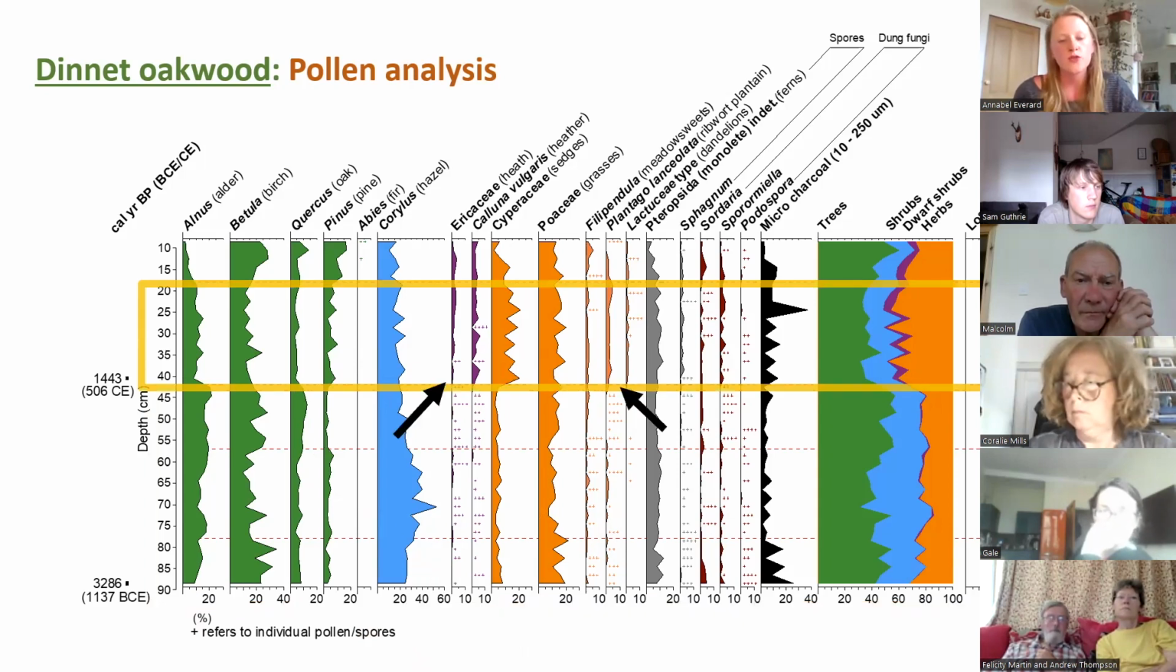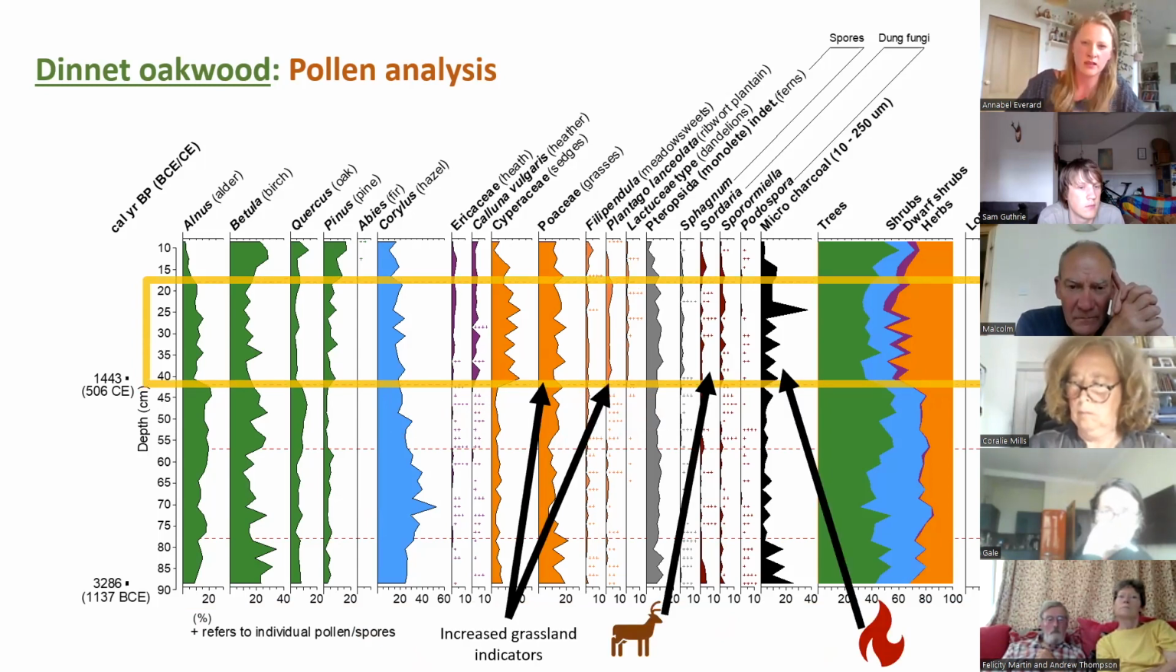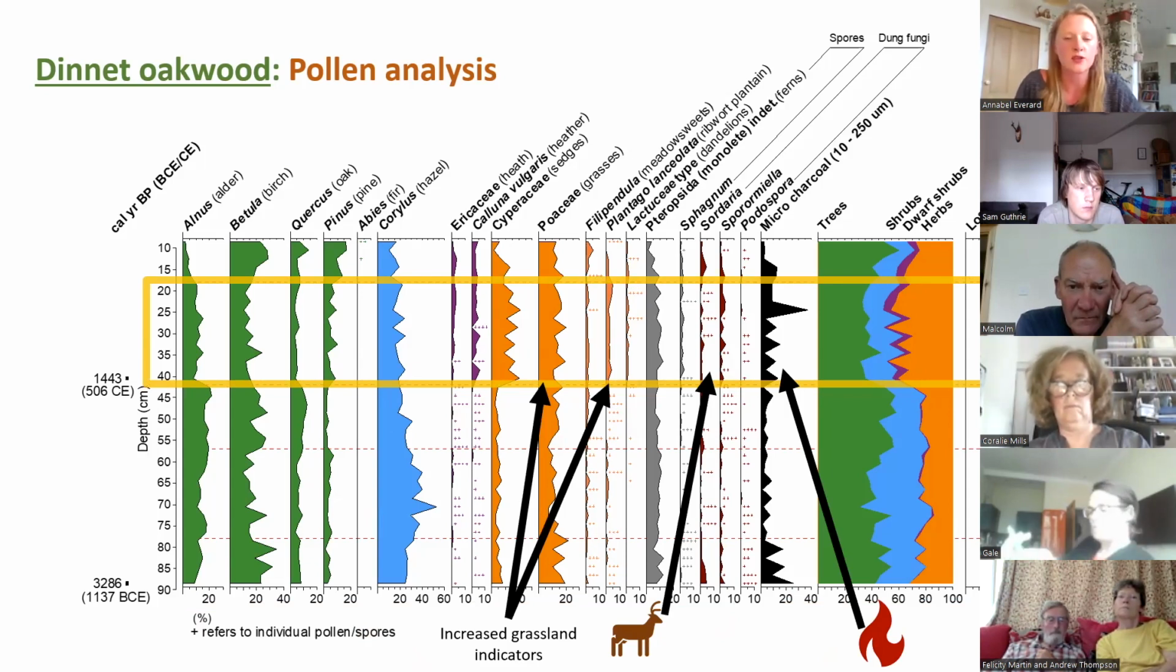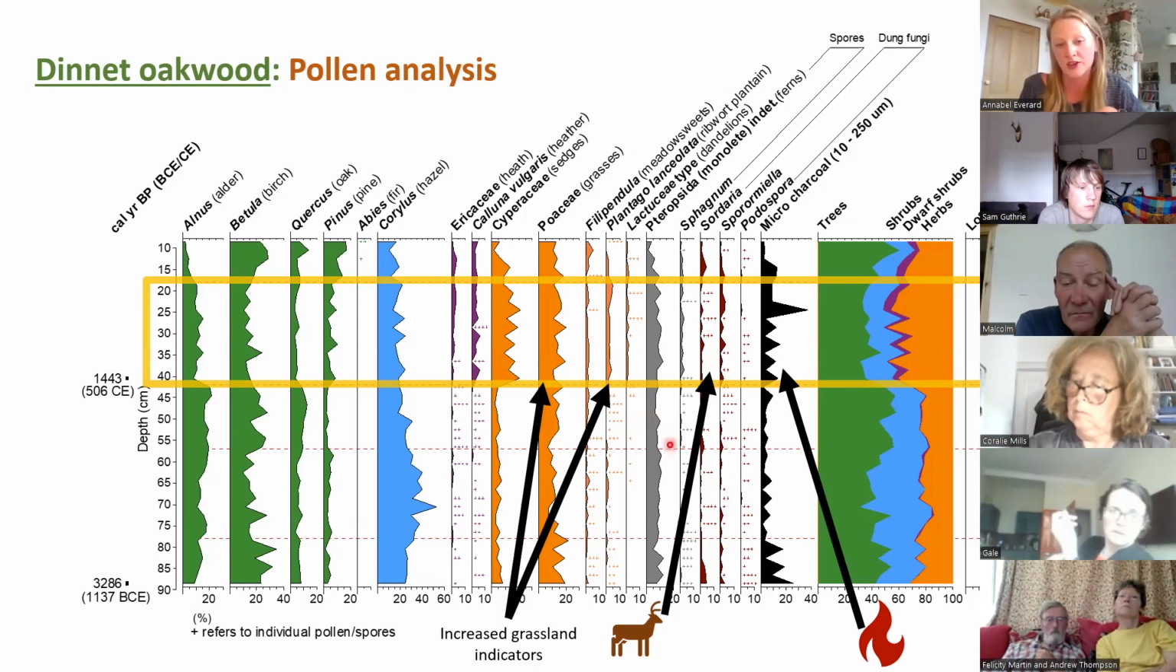Moving further up the profile, with the development of more open woodland conditions, we see the emergence of heathland taxa, so your Ericaceae, Calluna vulgaris, and also increased herbs. These changes, the woodland becoming more open, can be linked to more intense woodland pressures. We have increased evidence of burning indicated by the charcoal record, herbivores present, and grassland indicators. So we have our combined grass pollens and also Plantago lanceolata, which is considered to be an indicator of livestock grazing.